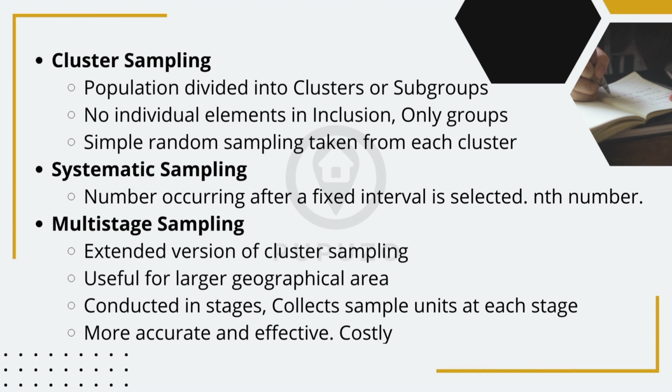Systematic sampling. This method involves selecting every nth element after a fixed interval. It offers randomness and easy verification. Multi-stage sampling. As an extended version of cluster sampling, multi-stage sampling is useful for larger geographical areas. It involves sampling at different stages and collecting units at each stage. This method provides greater accuracy but can be costly.